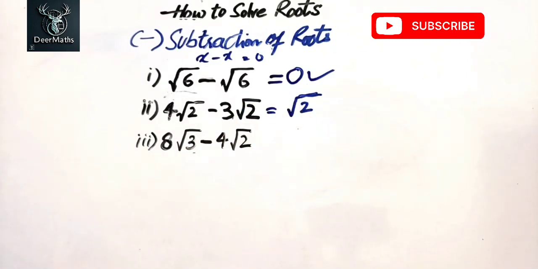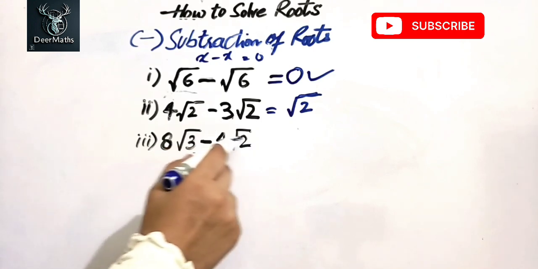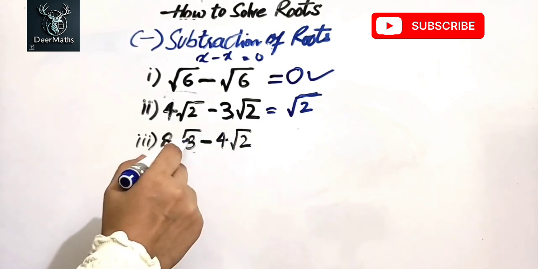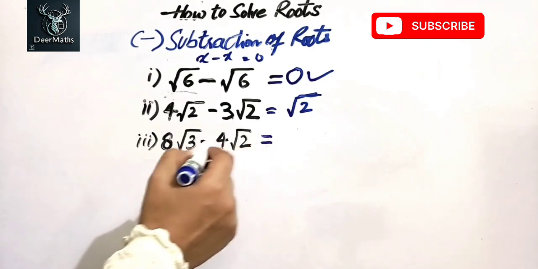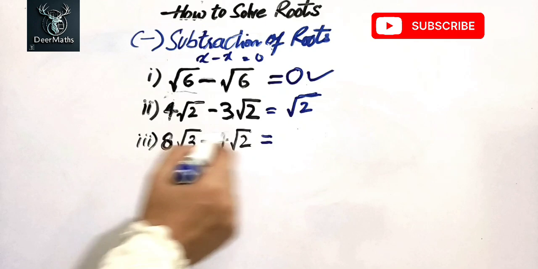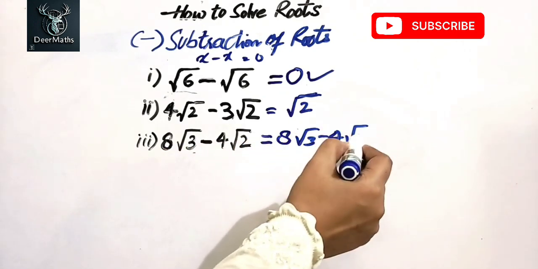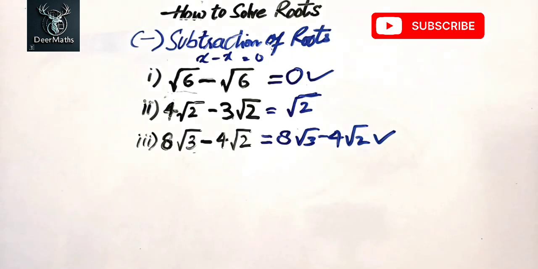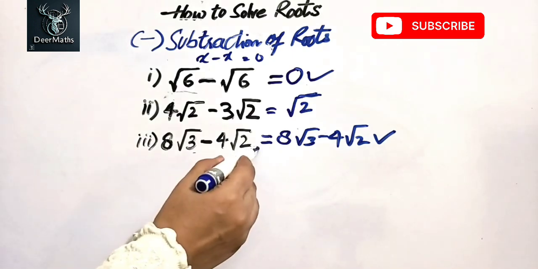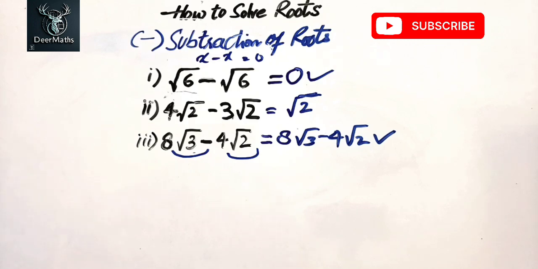And it's the same as the addition. In subtraction also, if we have different root values, we can't subtract them. 8 under root 3 minus 4 under root 2 cannot be simplified, so we write 8 under root 3 minus 4 under root 2 as it is. No subtraction is possible when the root values are different. So the answer is the same. This completes the addition and subtraction of roots.